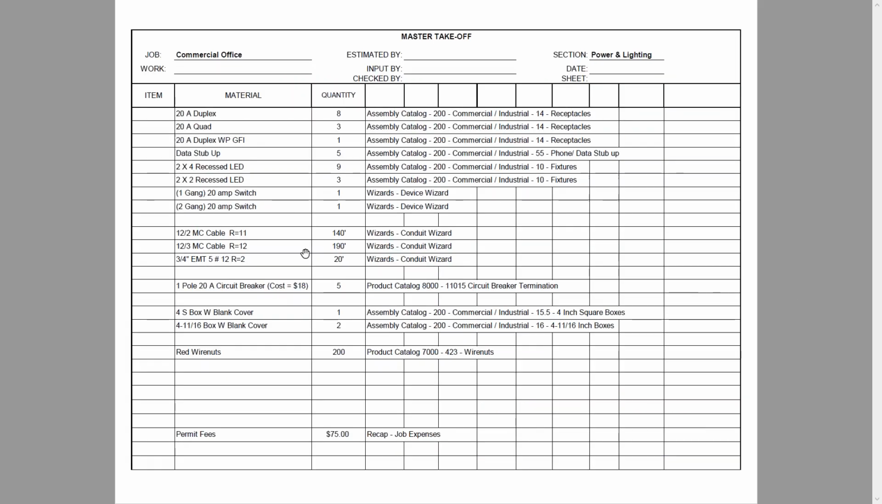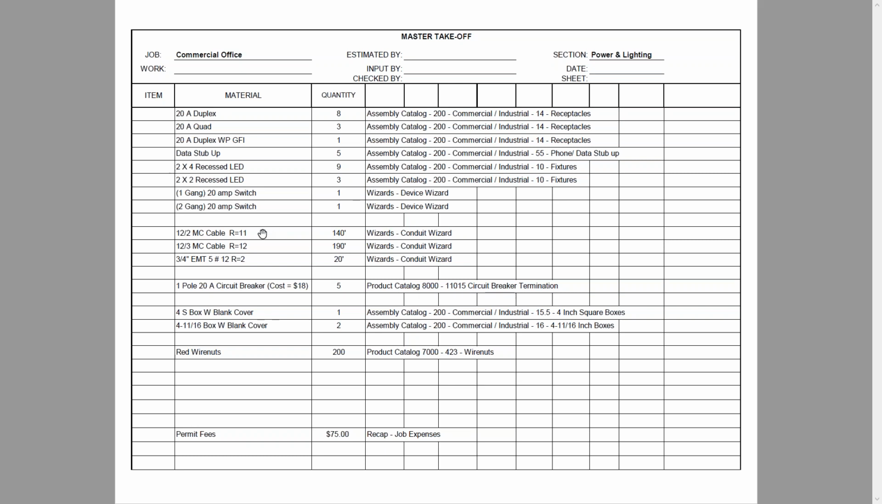Okay, back to the takeoff form. Again, I'm just counting receptacles, quads, switches, data stub ups, fixtures and all, because I'm going to input using special tools in Red Rhino that put all the materials in for us. These first few items are shown using the assembly catalog. Then I'm going to go into Red Rhino and show you how to use the device wizard. It makes it really fast to input materials. I'll show you a couple examples of that.